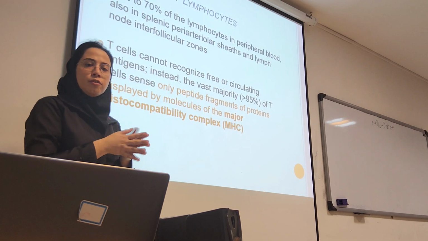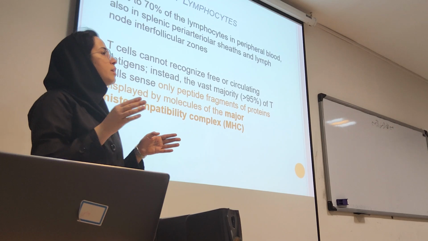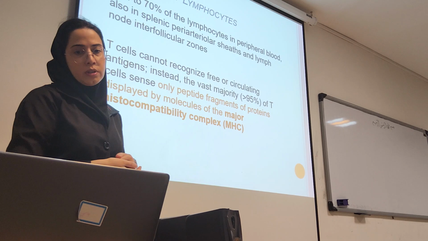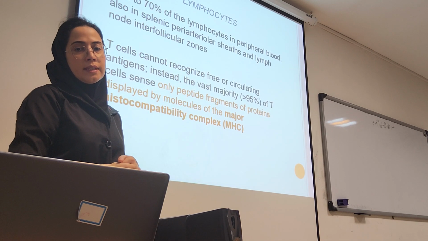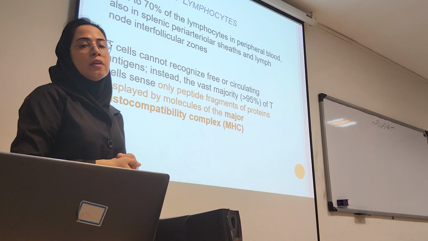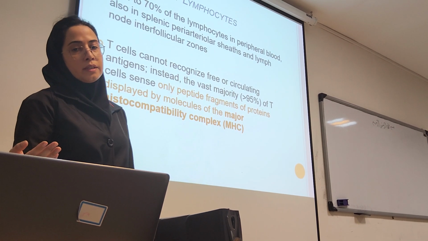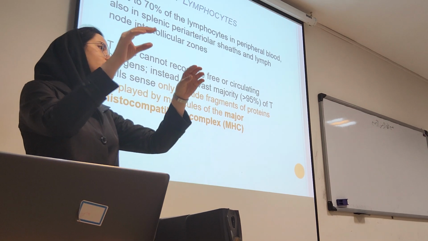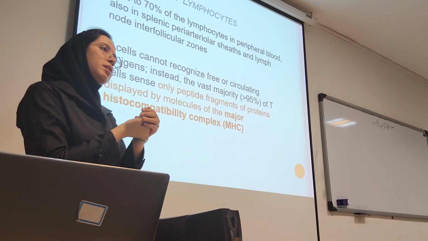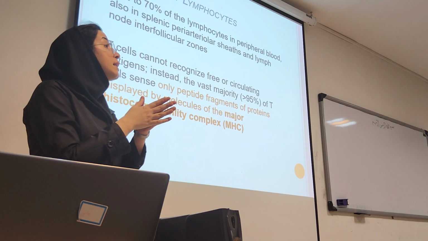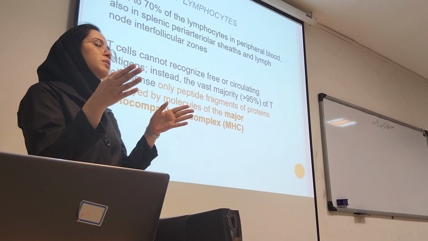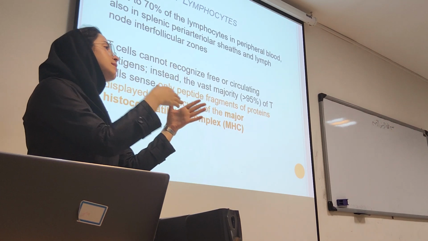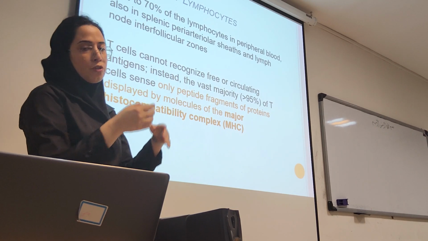About T lymphocytes. Most of the lymphocytes that we have in peripheral blood are T lymphocytes, 60 to 70%. We also have T lymphocytes in spleen and lymph node. In spleen and lymph node, we have special sites for T lymphocytes and B lymphocytes. For example, in lymph nodes, in follicles we mostly have B lymphocytes, and in the interfollicular zone, T lymphocytes.